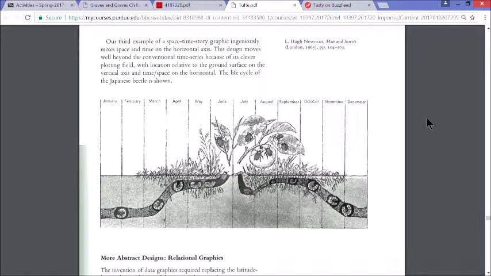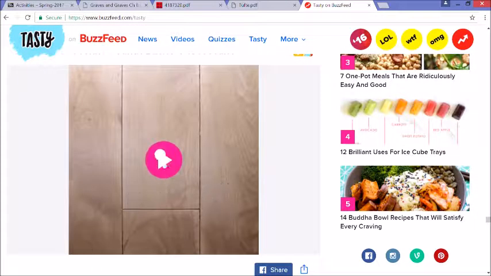To demonstrate the importance of these four best practices, I will use a recent genre that you've likely seen on Facebook: BuzzFeed's Tasty Videos.